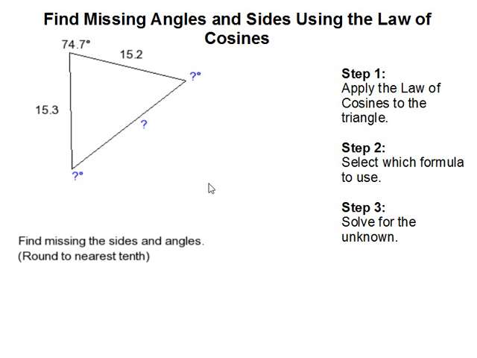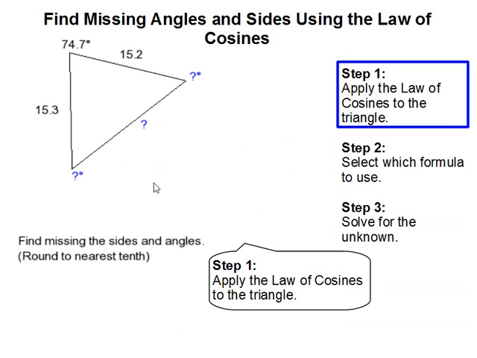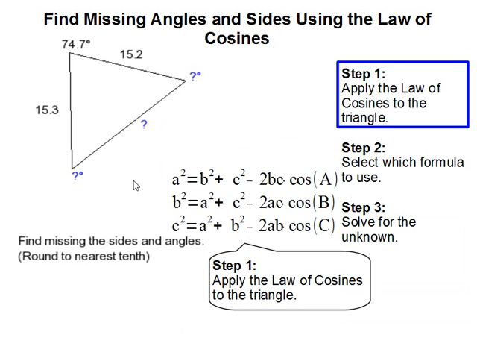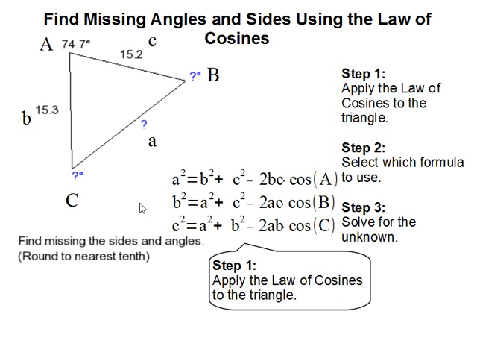Find missing angles and side using the law of cosine. In this problem, we're going to solve for the missing angles and side using the law of cosine. And the first thing to do is to apply the variables for our angles and side. And for the angles, we're going to label it with capital A, B, and C. And for the sides, we're going to use lowercase a, b, and c.